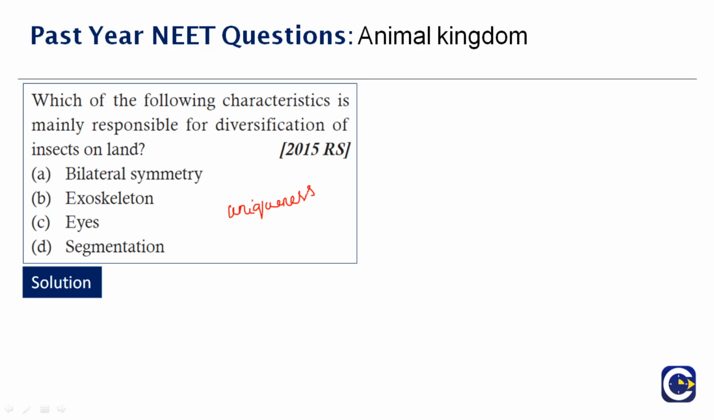The correct answer is exoskeleton. The exoskeleton of insects consists of chitinous cuticle. It gets hardened due to the deposition of calcium. It prevents desiccation and gives protection. So we have bilateral symmetry here, segmentation, but the correct answer is exoskeleton.